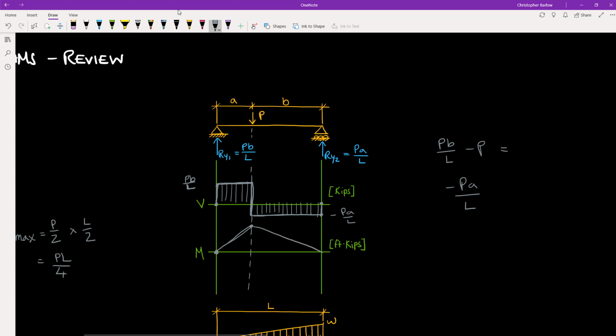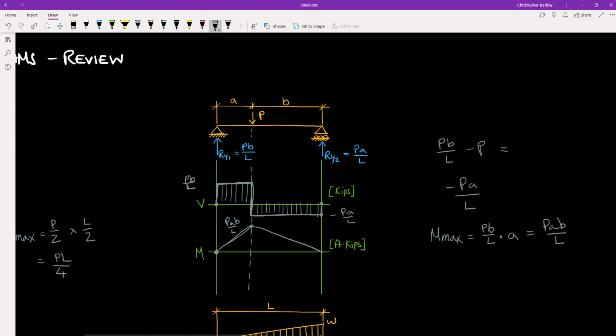And now to calculate this maximum moment here, M max will be equal to the area underneath the shear curve, which is Pb over L times a, or Pab over L. And so that's our maximum moment, Pab over L.